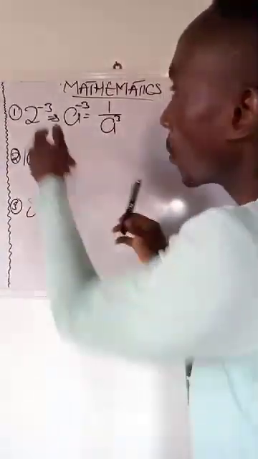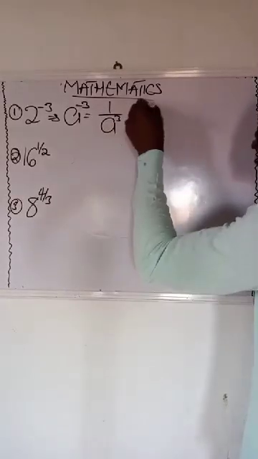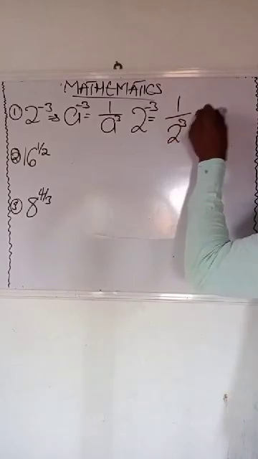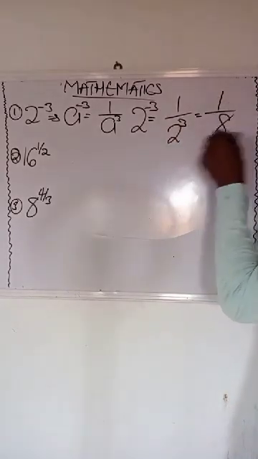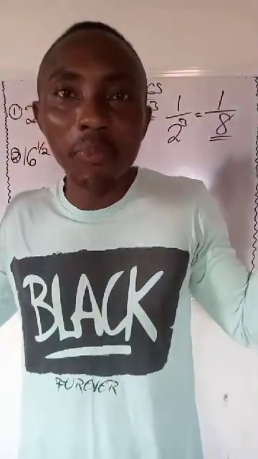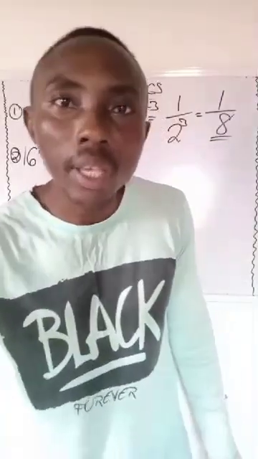So now, for 2 raised to power minus 3, what am I expected to do here? 2 raised to power minus 3 will be equal to 1 over 2 raised to power 3, which is equal to 1 over 8. That's my final answer, 1 over 8. So that is the law on negative index.